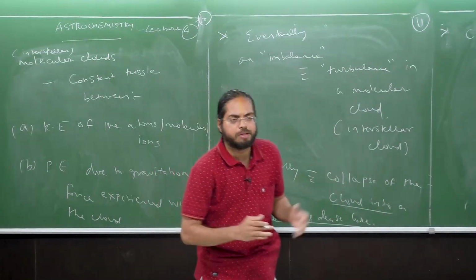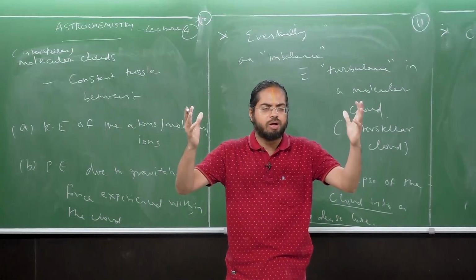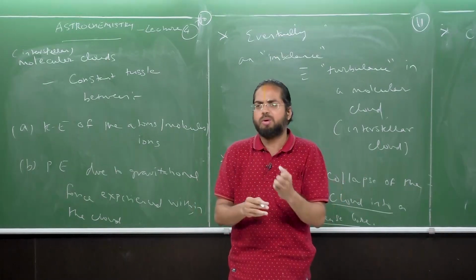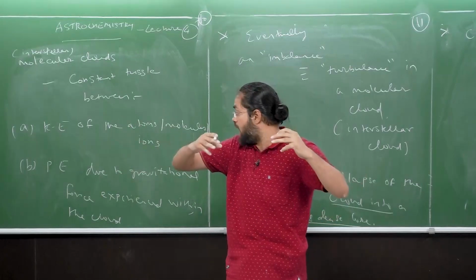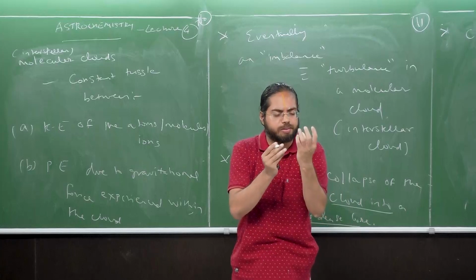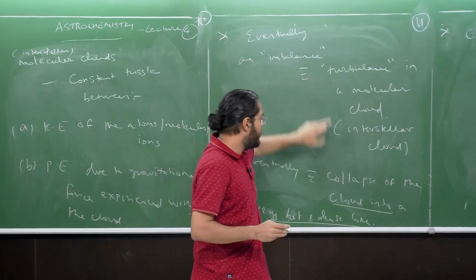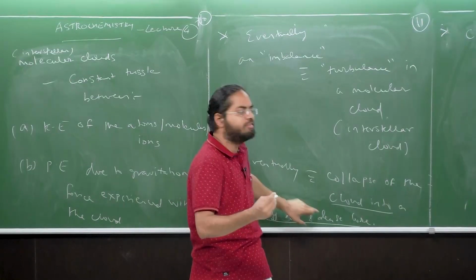So what is the physical picture we're talking about? We have a molecular cloud, or an atomic cloud also. We in general take an interstellar cloud. Now, due to the turbulence between the kinetic energy caused by the atoms and molecules there, and the potential energy due to the gravitational force, some turbulence is produced. This turbulence results in the collapse of the cloud into the formation of a very dense and hot core.